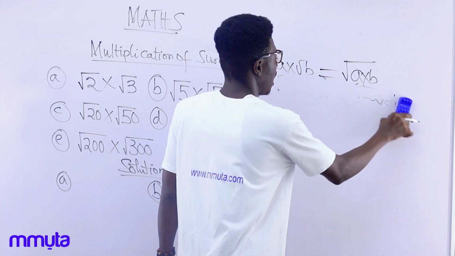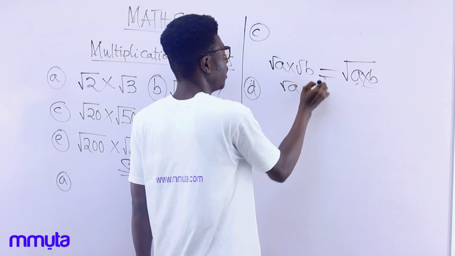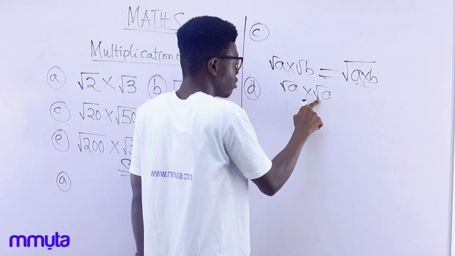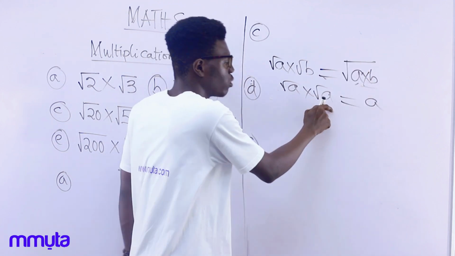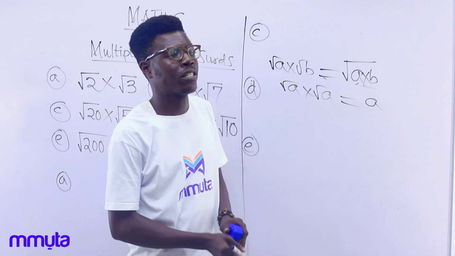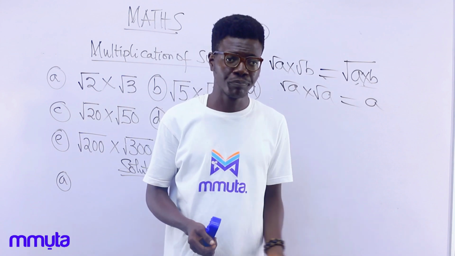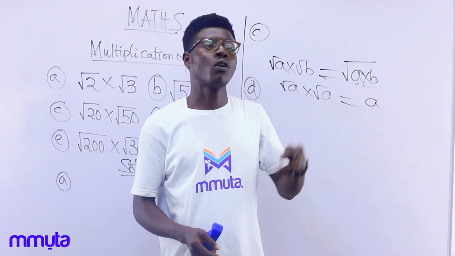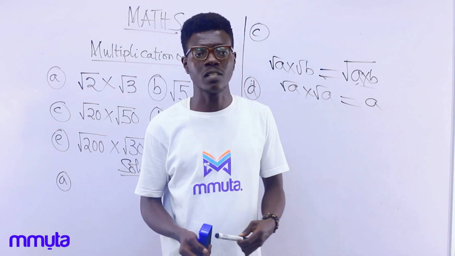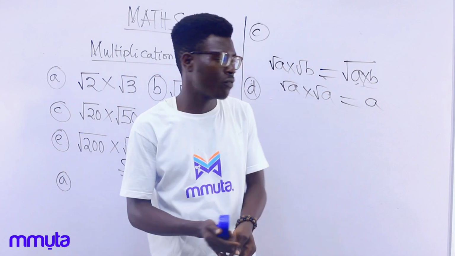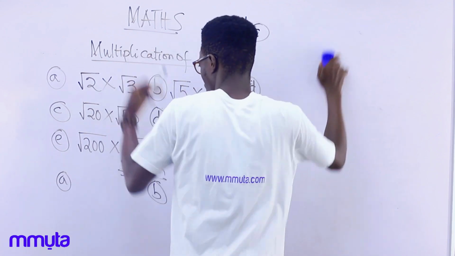Let us proceed. Another rule is that if you have the root of A multiplying the root of A, the answer automatically becomes A. Square root of A multiplying square root of A, the answer is A. You can verify it by checking: square root of 4 times square root of 4 is actually 4, because square root of 4 is 2, and 2 times 2 is 4. Square root of 16 times square root of 16 is 16, because square root of 16 is 4, and 4 times 4 gives you 16. So this is going to serve as a key to all we are having here.